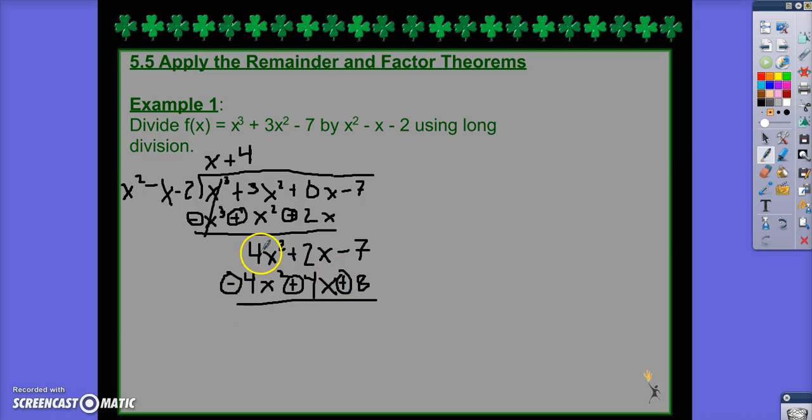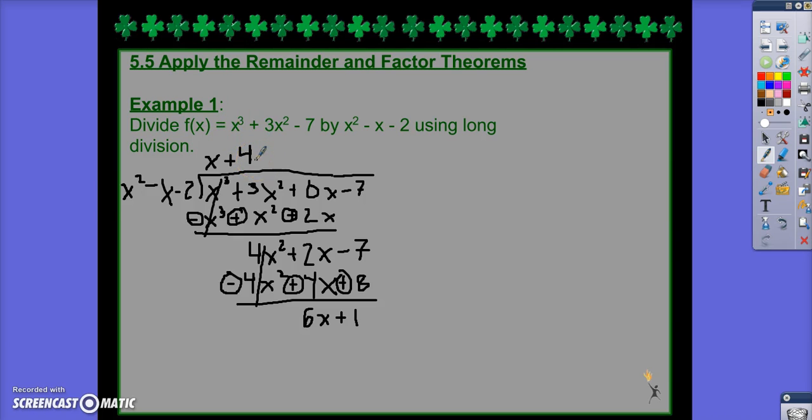Now we evaluate. 4x squared minus 4x squared cancels out. So now we did it right. 2 plus 4, 6x. Negative 7 plus 8 plus 1. Now, you'll notice we usually start with the highest exponent and work our way down. So what do we have? We have x to the first, then a constant.